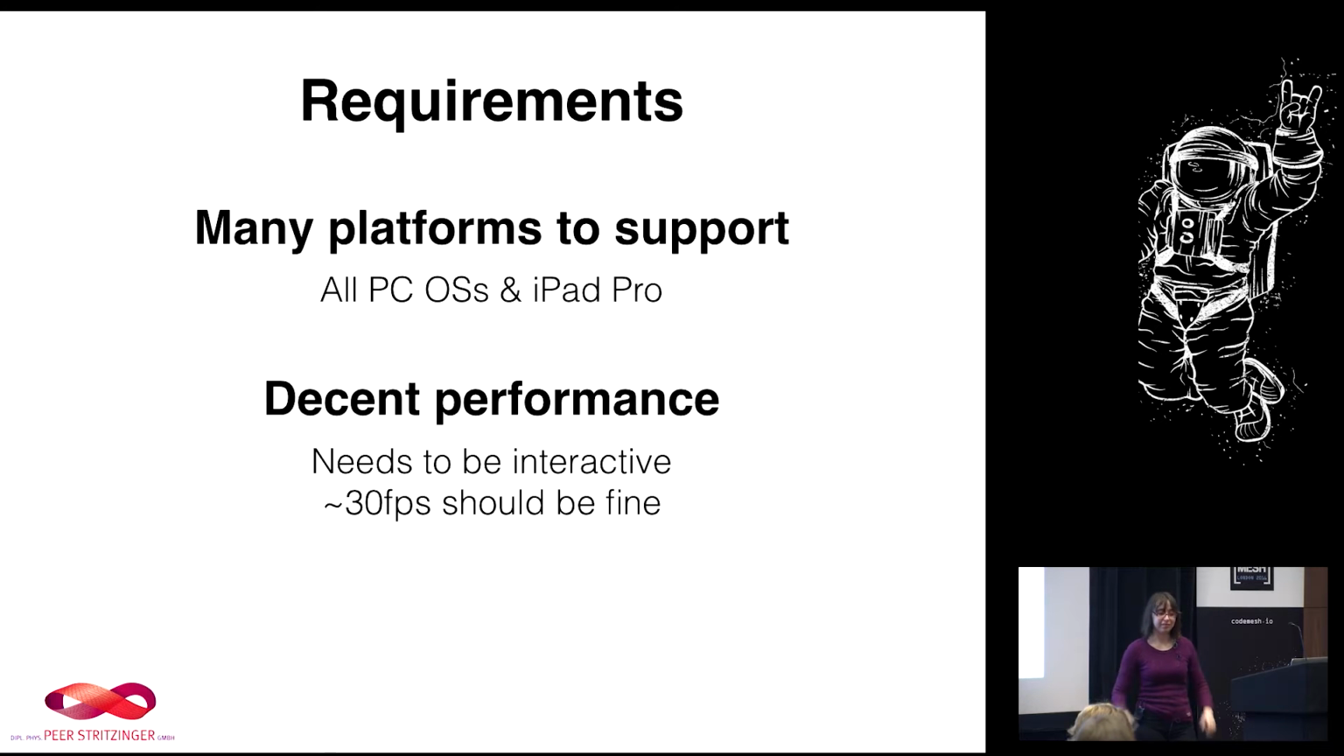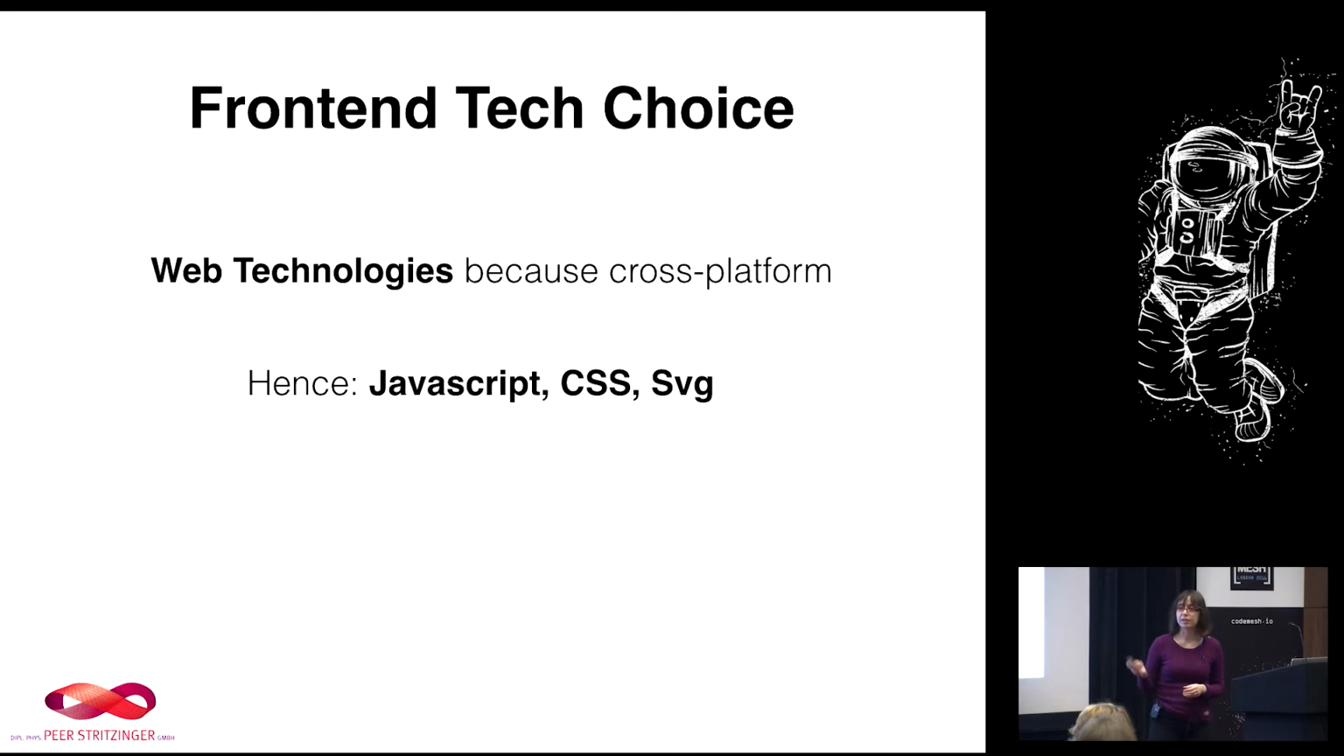So the iPad Pro is powerful, but maybe not that powerful, not as powerful as a PC. And also the performance needed to be interactive because we have those graphs updating in real time. So 30 FPS we thought should be fine. We had a few options to do this, like making native applications for each platform. That would have taken a lot of time and been very expensive. So we chose to use web technologies, so we can be cross-platform.